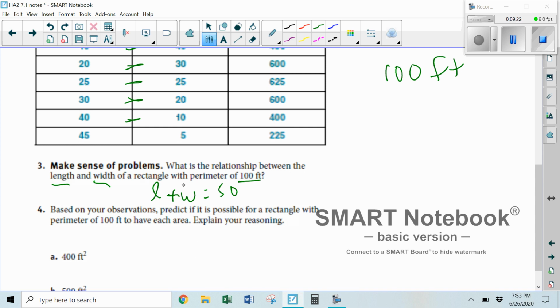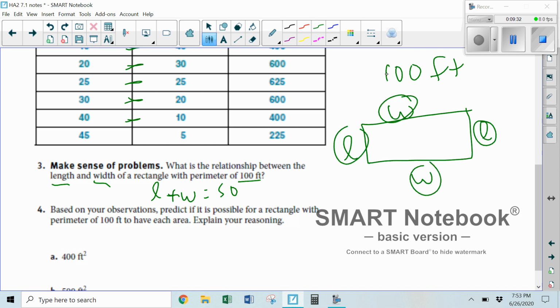That should make sense because the length plus the width, another length and width, so another 50, and 50 more is going to give you your 100. Based on your observations, predict if it's possible for a rectangle with a perimeter of 100 feet to have each area. Explain your reason. So go ahead, pause the video, and answer whether you think 400 is a possible area, and so on.